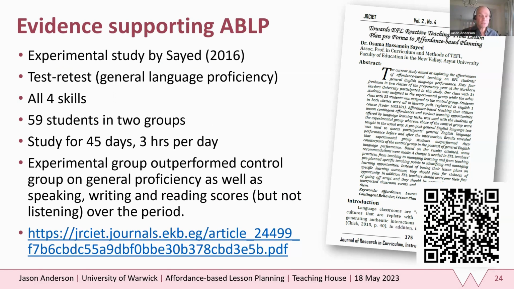And it was really surprising to me because it indicates, even though there wasn't a great deal of study, only 45 days of study, Syed found, using a test-retest research design of general language proficiency, that the students who were exposed to lessons planned with an affordance-based strategy outperformed the control group on general proficiency, as well as speaking, writing, and reading scores. So not all 4 skills, but 3 of the 4 over the period. So it's an interesting study there, if you're interested.